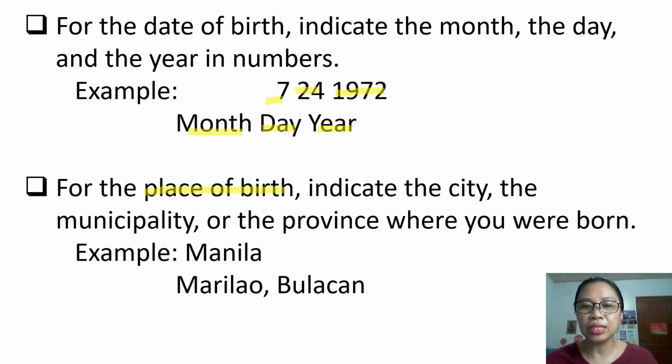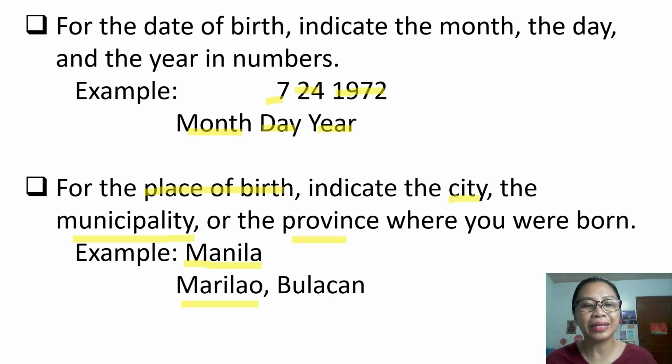You have to indicate or write the city, the municipality, or the province where you were born. Even though some of you live here in Manila, some were also born in the provinces. So you have to write there. If you were born in Manila, you write Manila, or if you were born in Bulacan, this is an example of a province, and also you write the city or the municipality of the province.